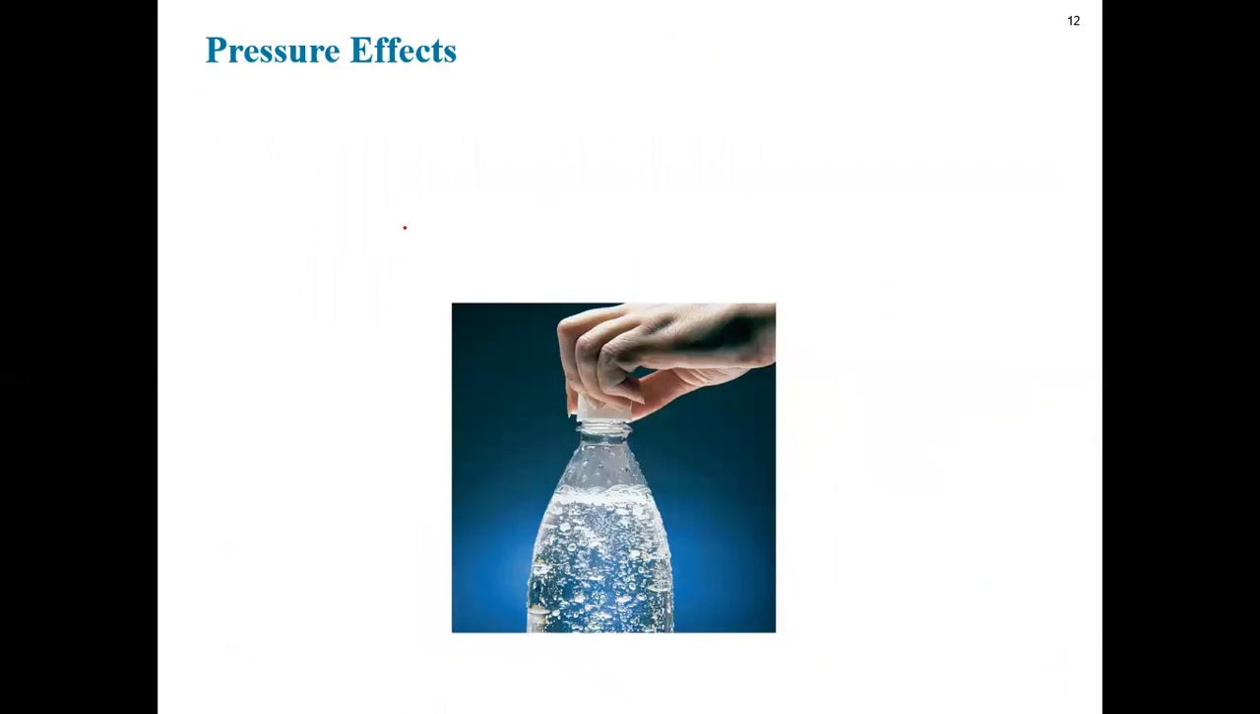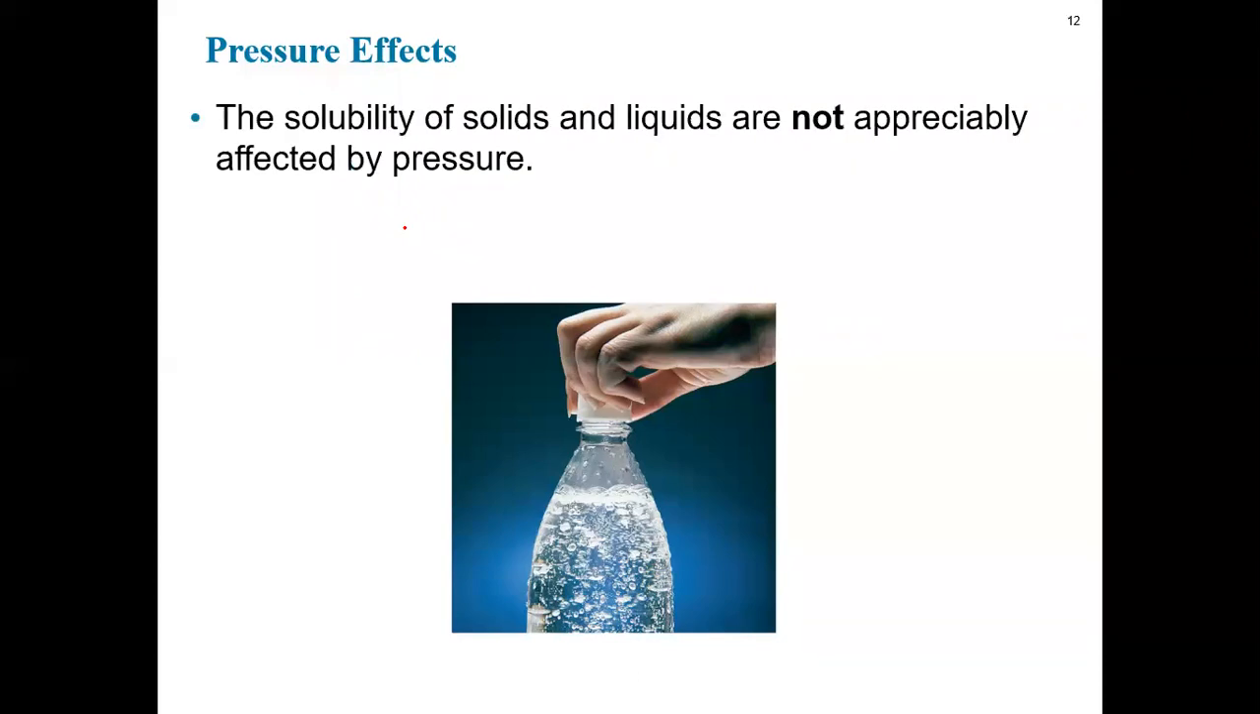Okay, so this is how solubility depends on the nature of the substance that is dissolved or not dissolved in water. Another variable that affects solubility is pressure. That depends on our solute. Let's say our solvent is water. The solubility of a solid or liquid is not appreciably affected by pressure, but gas solubility is affected by pressure.